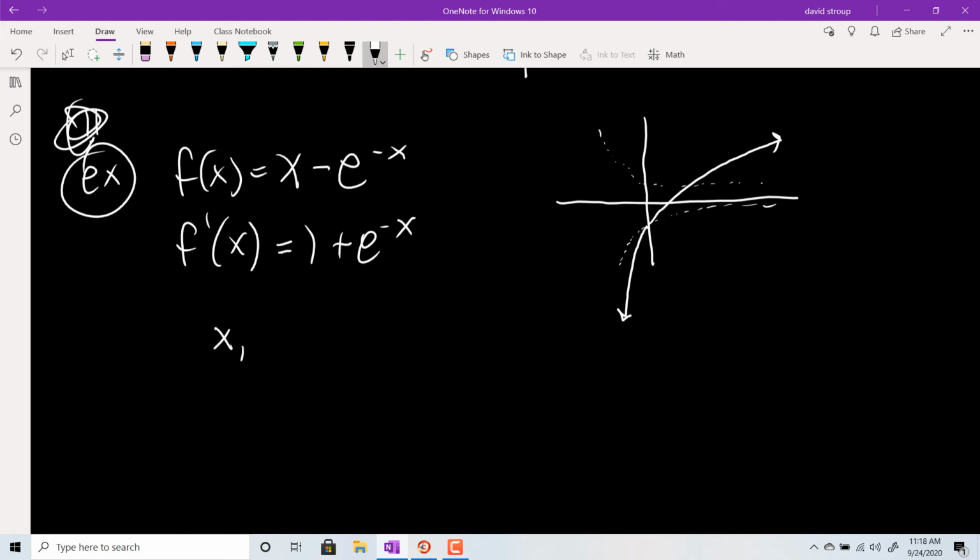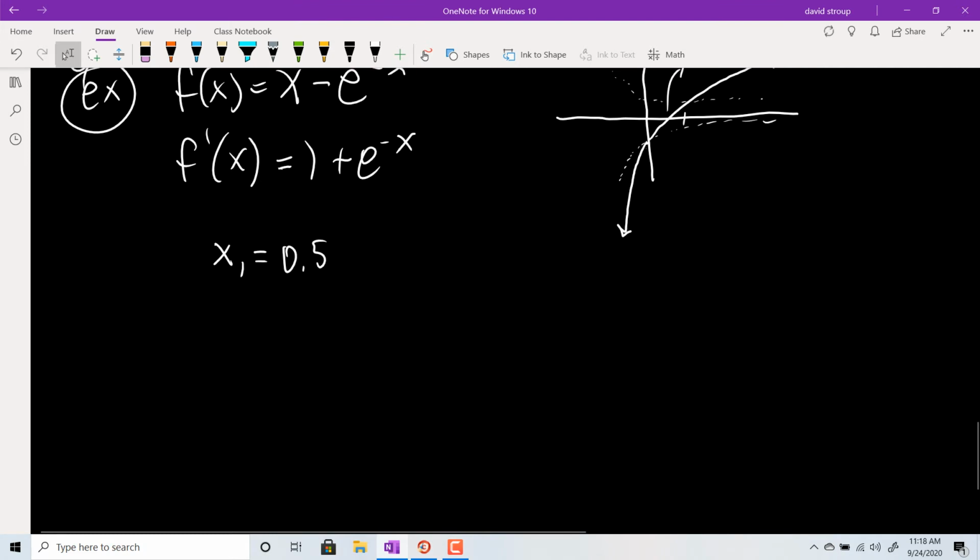Okay, so that should be a good estimation of the graph. And I'm thinking, where does it hit 0? It's probably around 0.5, but I don't know. Okay, so it's around 0.5. So I'm going to let x1 equal 0.5. And clearly you could use your calculator, but somehow I think using your calculator is kind of cheating. But when push comes to shove, just use your calculator to get a guess. All right, so x1 is 0.5.